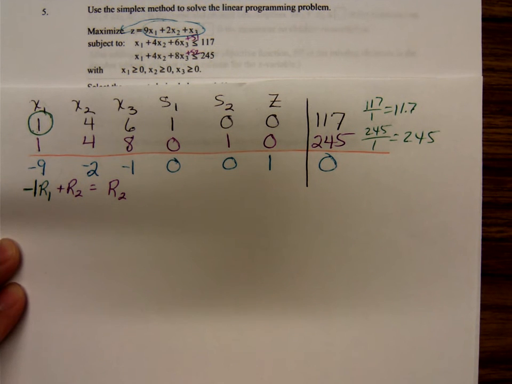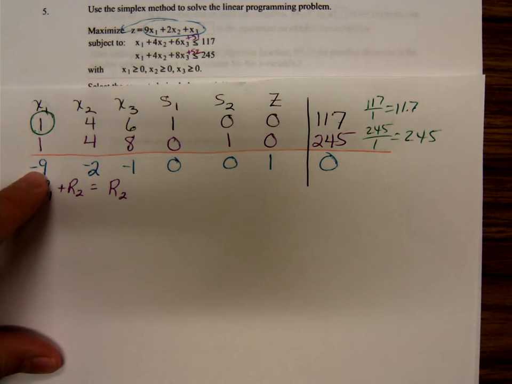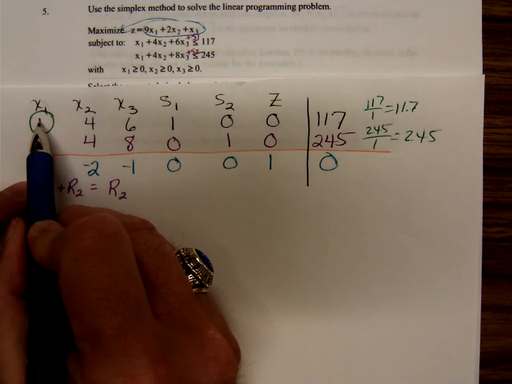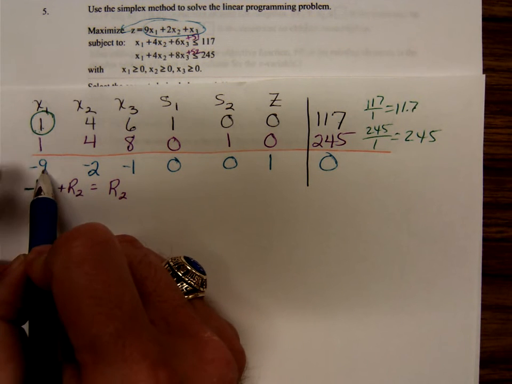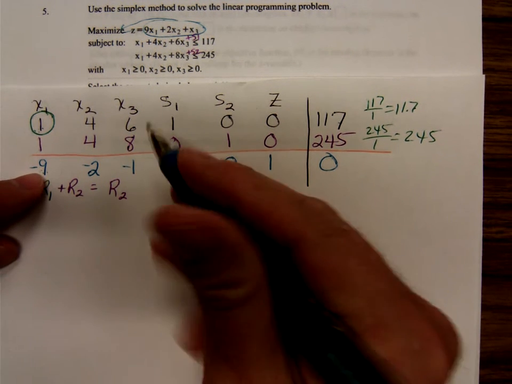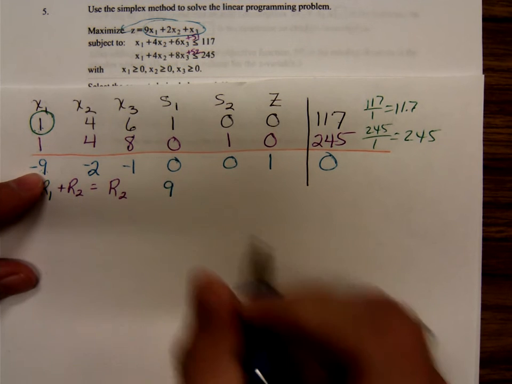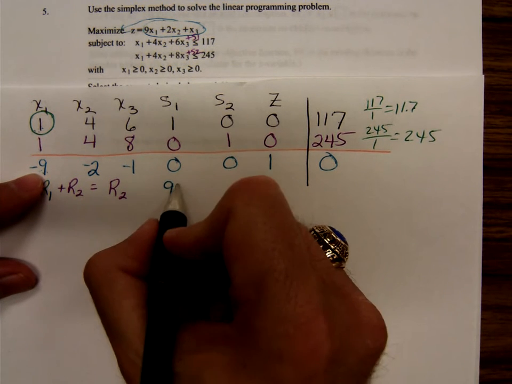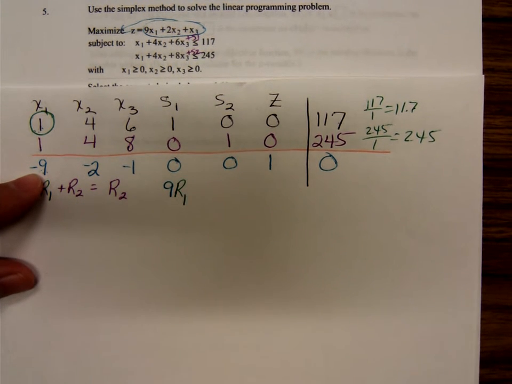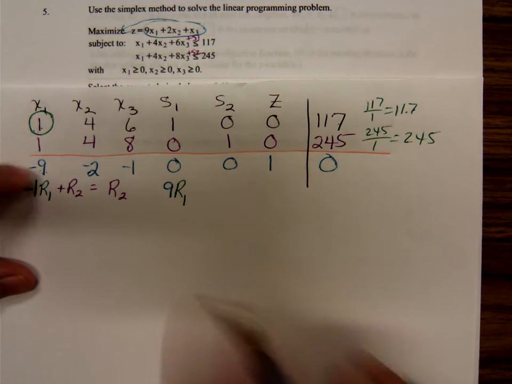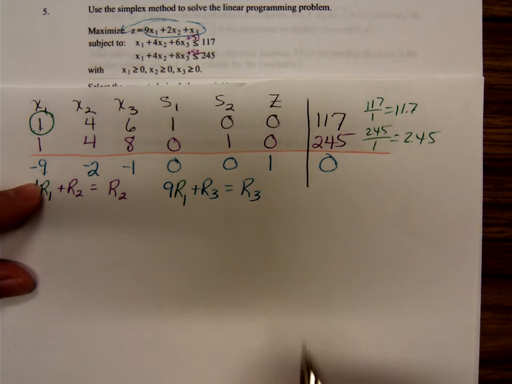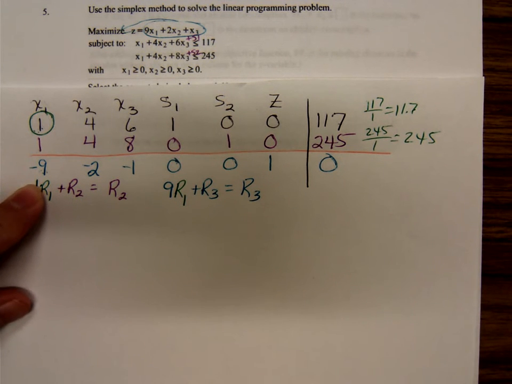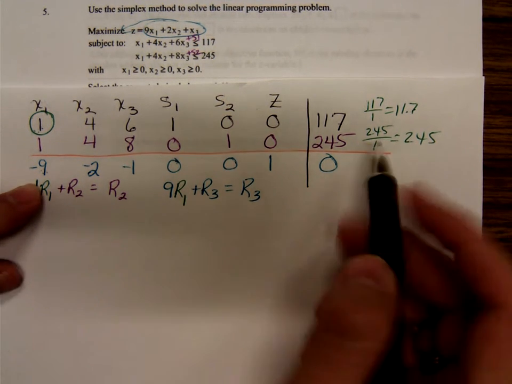Now what about where this -9 is? It might be easier to see the pattern now. What would I need to multiply this row 1 by in order to get a 0 when I add it? Well, a positive 9. Positive 9 times row 1 plus row 3 equals a new row 3. So this first row 1 stays as it is.